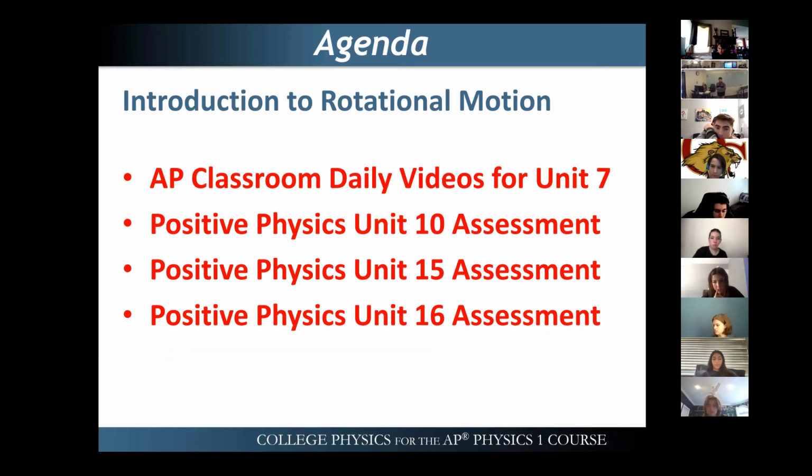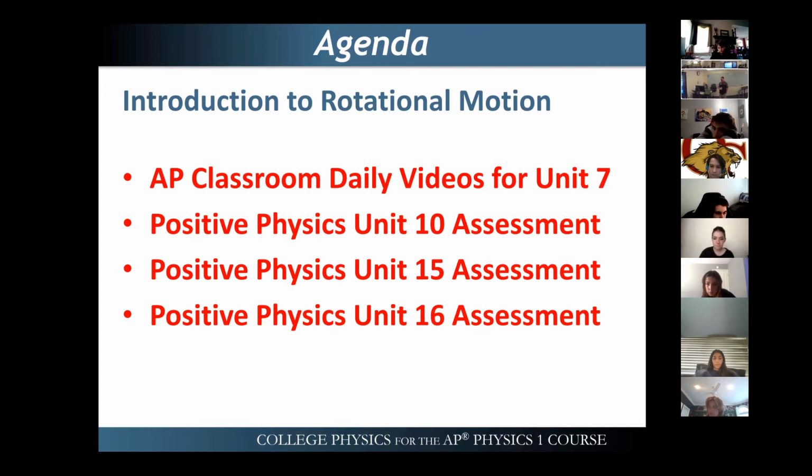Just a quick reminder before we jump into the introduction for rotational motion: those videos on AP Classroom can be extremely helpful. I would say that this unit, which is unit 7 on Axis and also unit 7 on AP Classroom, is probably the hardest unit of the year for most students. And it's the second half of unit 7 for us, but it's the entire unit 7 for College Board. It's actually units 15 and 16 on Positive Physics.